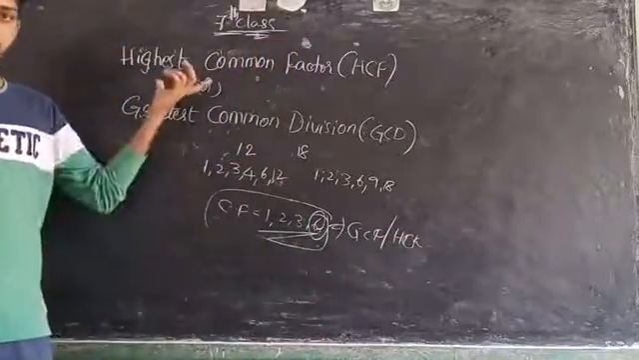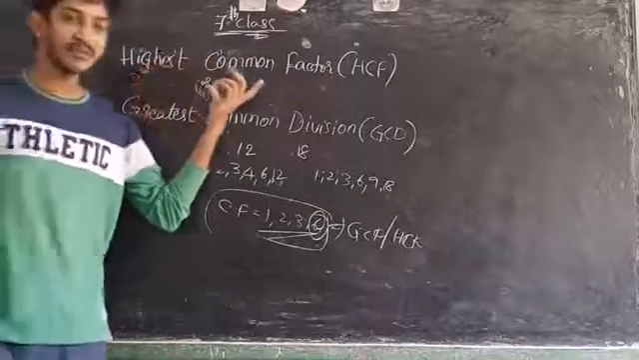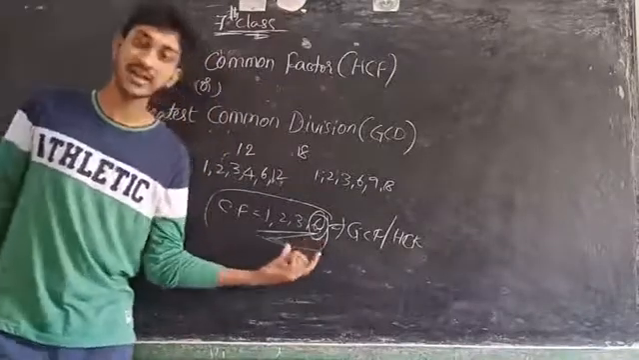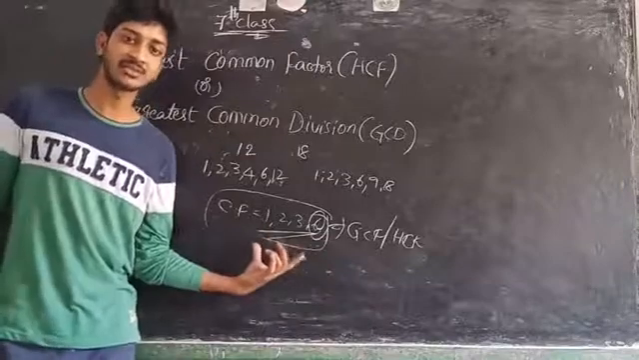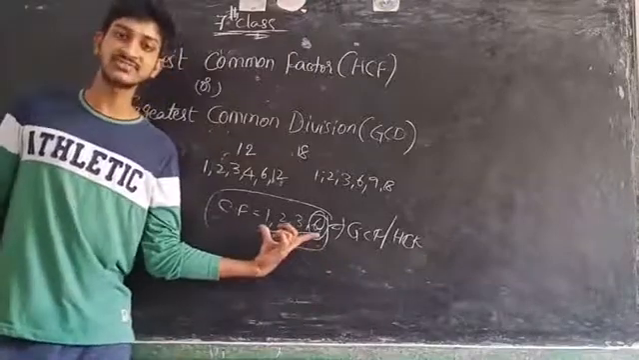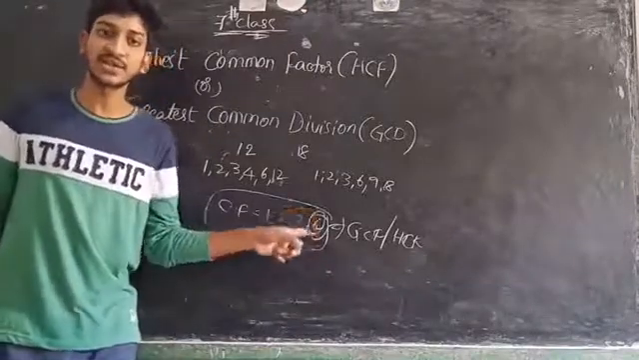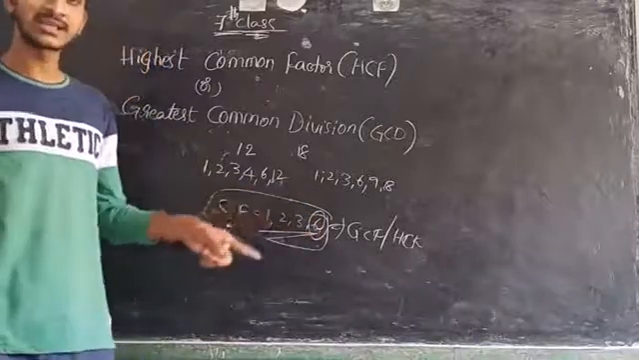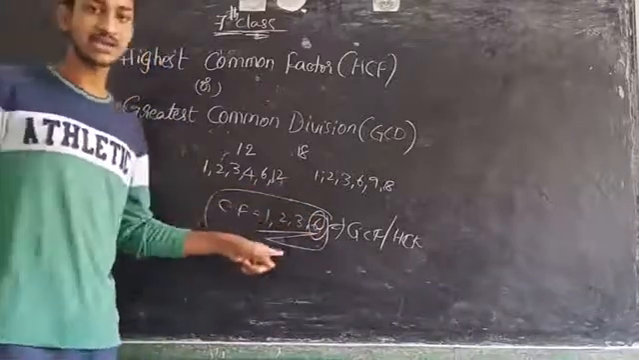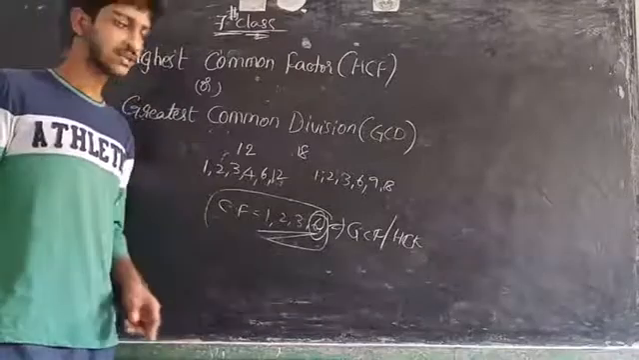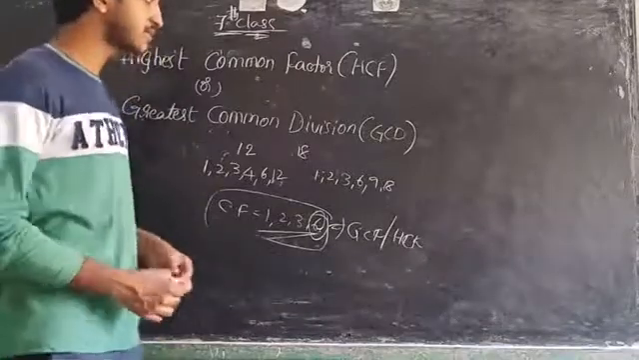Okay. Did you understand? See here, highest common factor means this is the highest factor among the common factors. Among these four factors, which is greatest? 6 is the greatest. So it is the HCF, highest common factor or greatest common divisor. Okay, children. See how to find GCD.